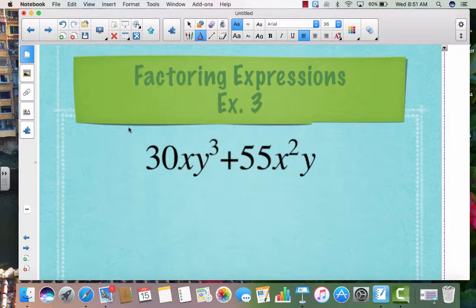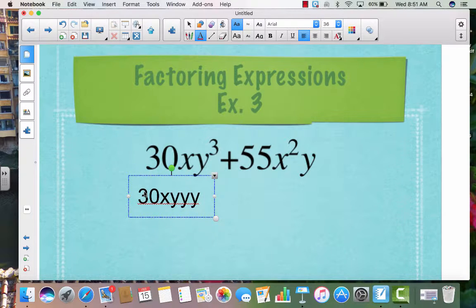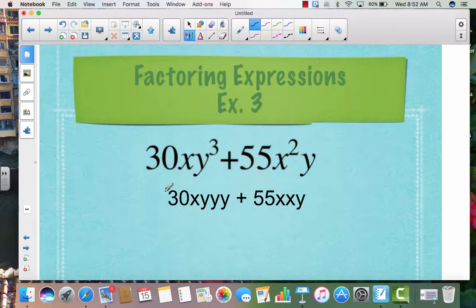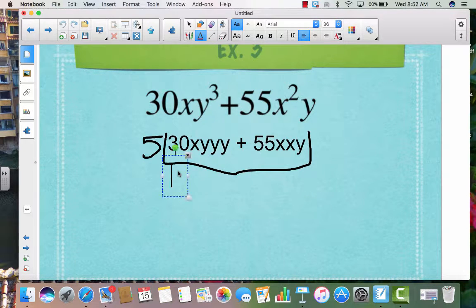Let's move to box 3. Again, I'm going to rewrite these so that they don't have an exponent. So 30xxy, 55xyy. Looking at my numbers, 30 and 55 can both be divided by 5. And that would leave me, 30 divided by 5 is 6. Bring down all those letters. And then 55 divided by 5 is 11. And again, I bring down the terms for the variables.